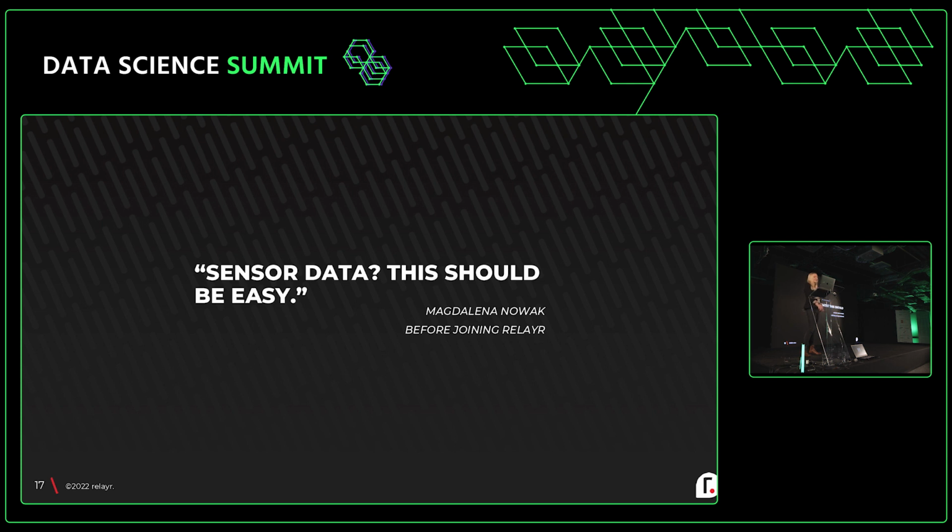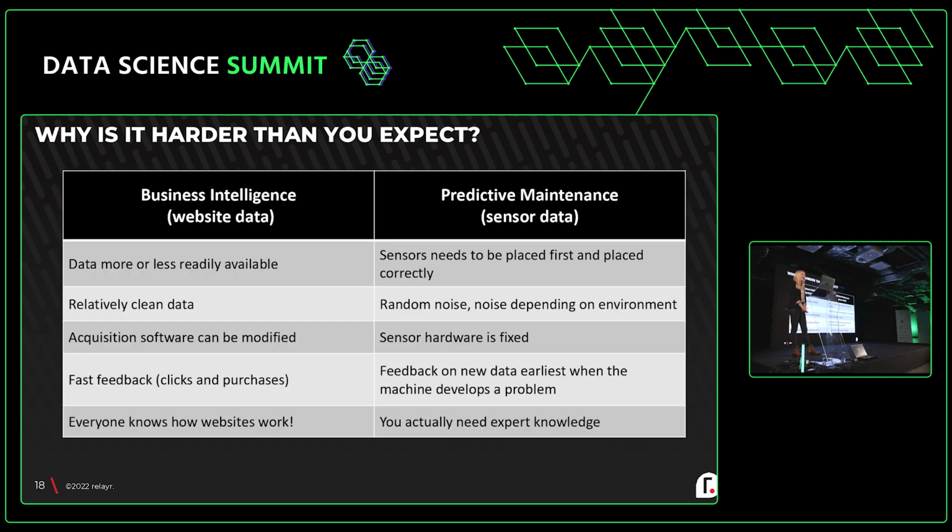Because I came from the world of business intelligence, customer intelligence, where I thought that, well, I was analyzing humans. Humans are messy. Machines should be much easier, right? Machines should come with labels. When a machine breaks, everybody should know that it happened. Okay, so why is it much harder than expected?